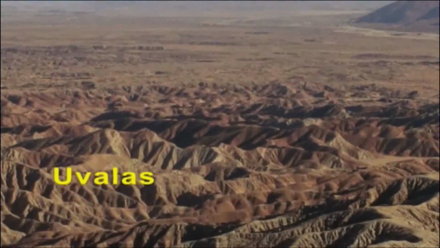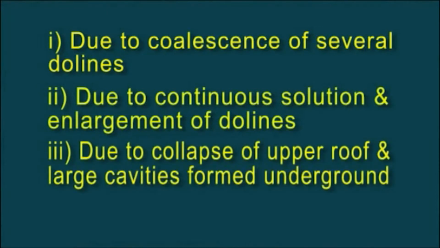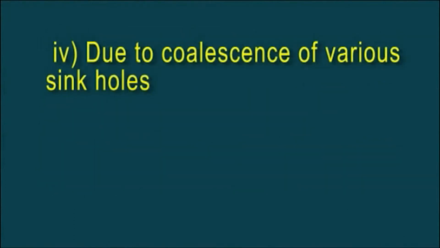They are formed in a number of ways. One, due to coalition of several dolines. Number 2, due to continuous solution and enlargement of dolines. Number 3, due to collapse of the upper roof of large cavities formed underground. Number 4, due to coalition of various sinkholes.